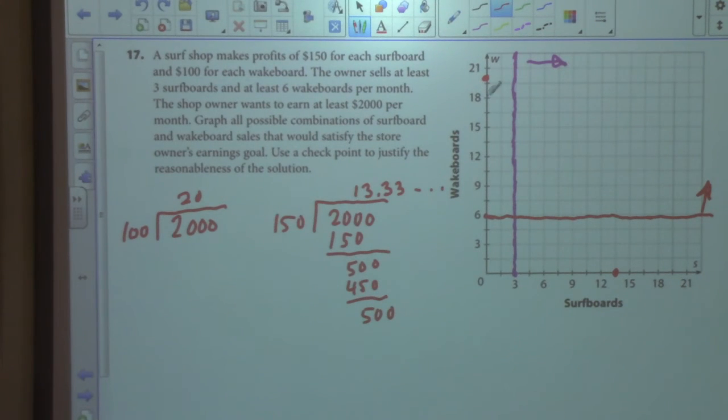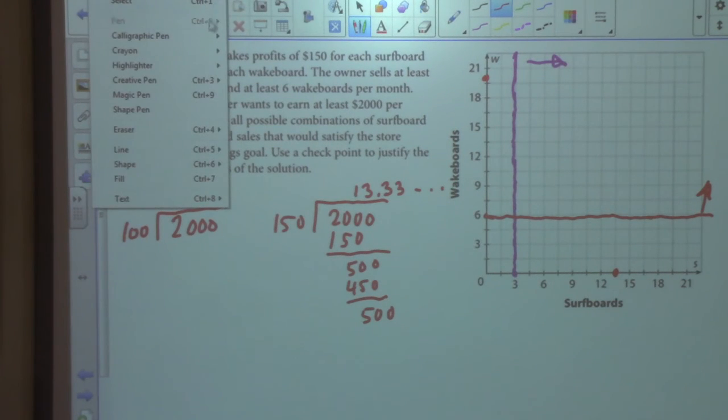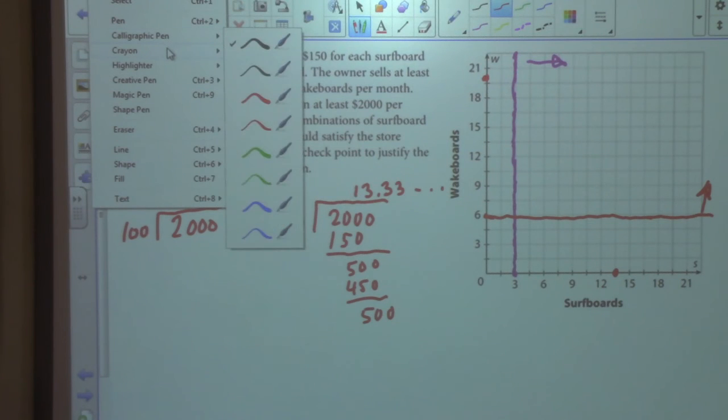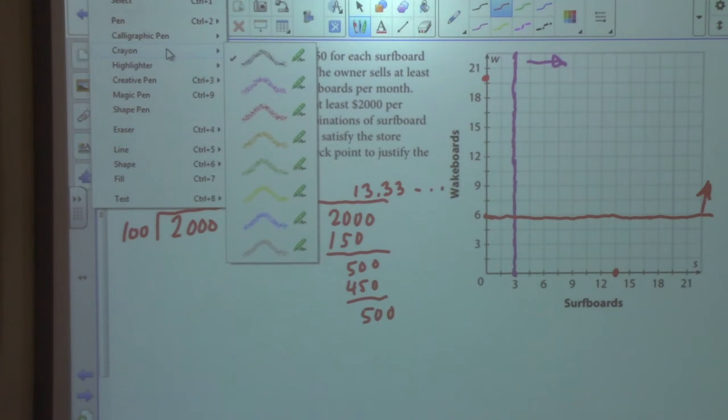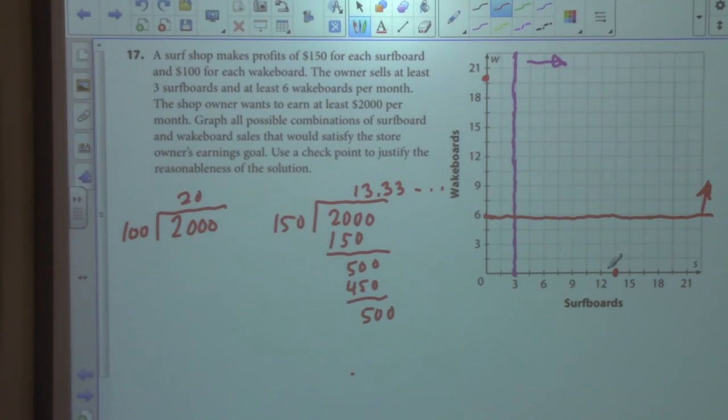Now we have a y-intercept and an x-intercept, so what do we do to connect those? Dot, dot, dot, dot. Yeah, we could. Wait, I got a question. Yes, what is your question? Wouldn't it be 14, because you can't sell half a surfboard or something like that? Oh, okay, well that is really smart. So see what Bryce is saying? Just keep it at 13 because you can't sell 13.33.